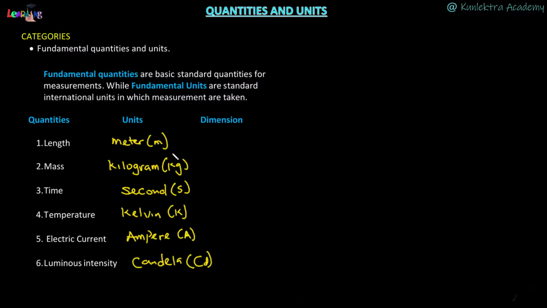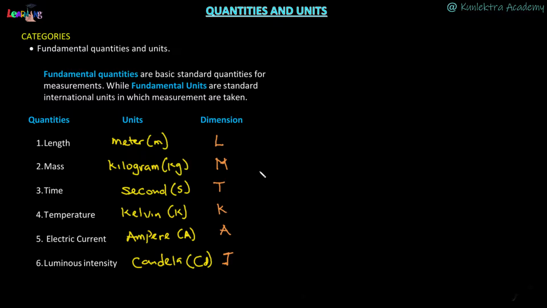Now, how is dimension peculiar to all these quantities? Dimension shows the relationship between two or more fundamental quantities or derived quantities. What is the dimension of length? The dimension of length is L, capital letter. Dimension of mass is M. The dimension of time is T. The dimension of temperature is K. The dimension of electric current is A, and the dimension of luminous intensity is J. Now, these are fundamental quantities and fundamental units.